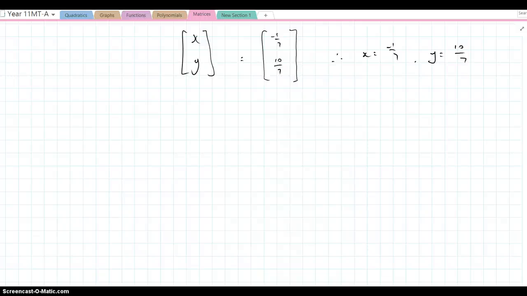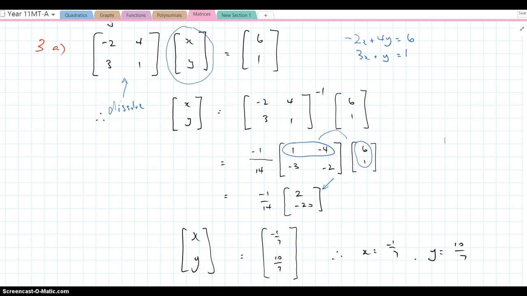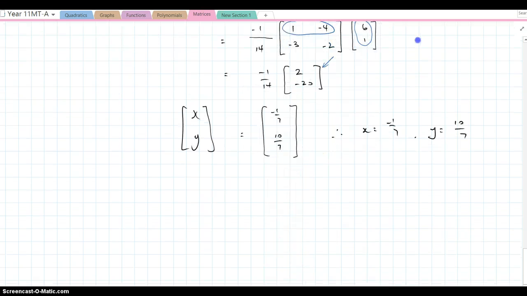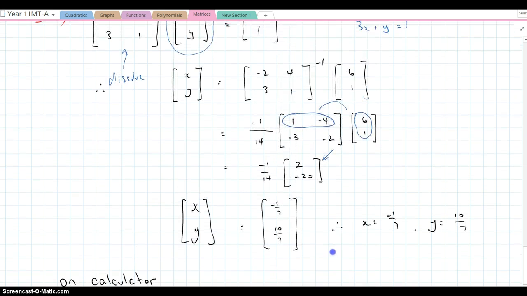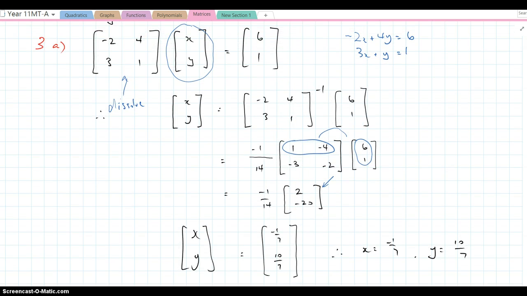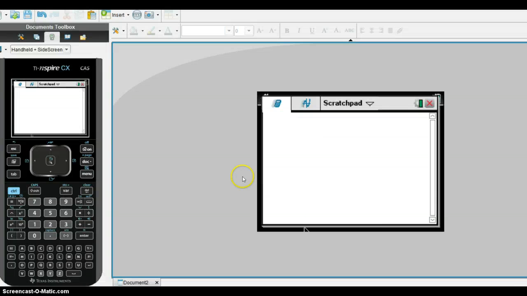But what I want to do now is just do this question here that's just been done, and what I asked you to do at the end of class was to do this on the calculator. So on your CAS calculator, you've got a matrix function. We can put this whole thing in. We can ask the calculator to solve it from scratch. That's what I'm going to do now, on the screen here just as a demo.